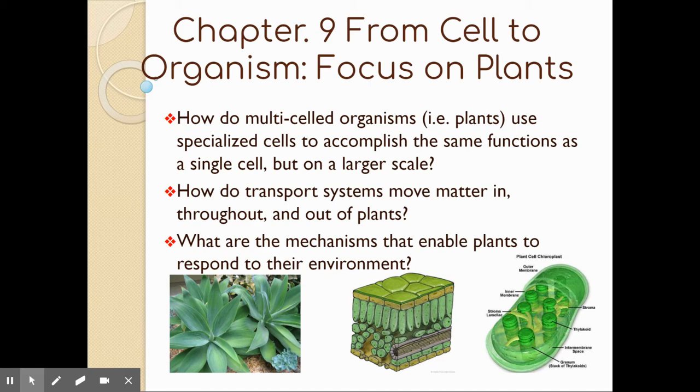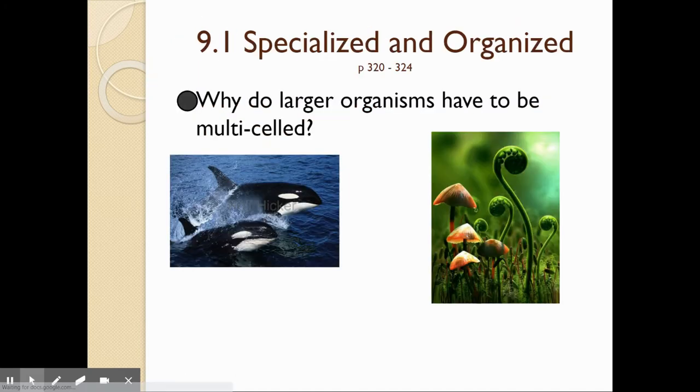And what does it mean by having specialized cells? And how do specialized cells accomplish the same function as a similar cell? Essentially, we're going to talk about how multi-celled organisms are much, much bigger than single-celled organisms. So how do they complete the job? We know multicellular means lots of different cells. How do they get the job done? We're also going to talk about how transport systems move matter in and out of the plants and what mechanisms make plants respond to their environment.